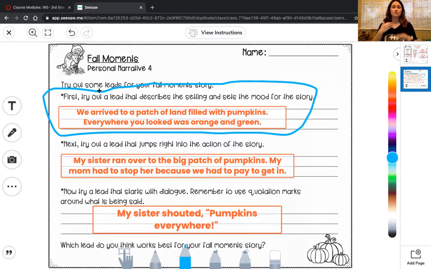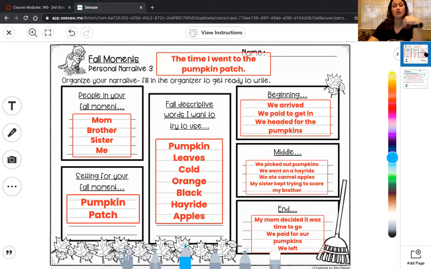All right. So this is what you are going to be doing during our independent writing time. You're filling out the graphic organizer the best that you can. And then you are going to be doing your leads, coming up with some good leads. So make sure you follow the directions. And if you have any questions about it, come back to this video and listen to me explain it again.